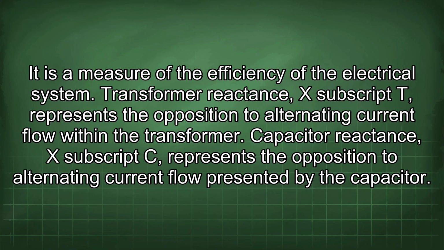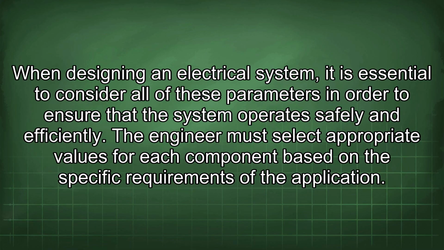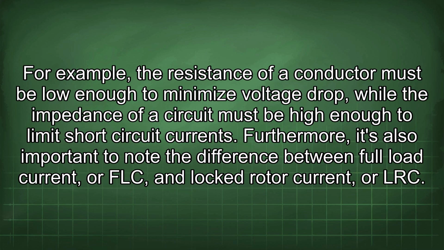Transformer reactance X subscript T represents the opposition to alternating current flow within the transformer. Capacitor reactance X subscript C represents the opposition to alternating current flow presented by the capacitor. When designing an electrical system, it is essential to consider all of these parameters in order to ensure that the system operates safely and efficiently. The engineer must select appropriate values for each component based on the specific requirements of the application. For example, the resistance of a conductor must be low enough to minimize voltage drop, while the impedance of a circuit must be high enough to limit short-circuit currents.